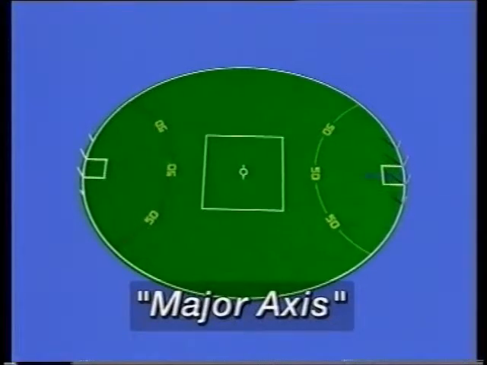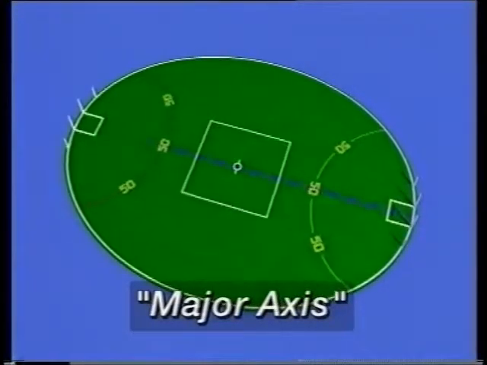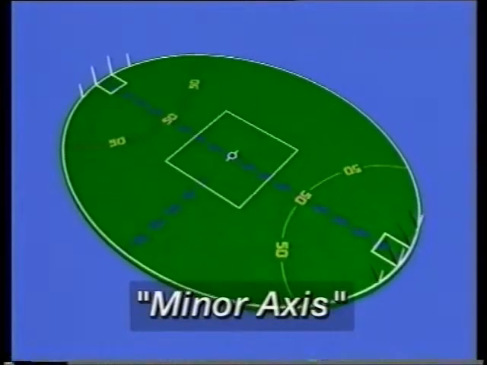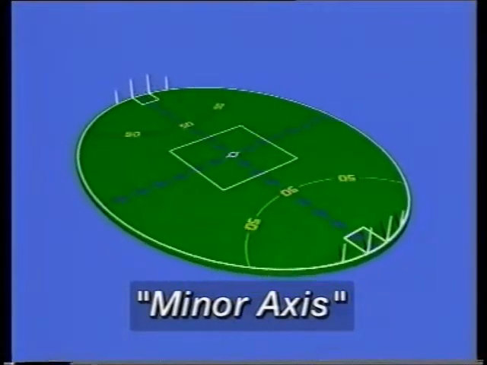But first, let's define the terms we'll be using. The major axis is an imaginary line extending between the centre of the two goals, passing through the centre of the ground. The minor axis is an imaginary line between the two wings, passing through the centre of the ground at right angles to the major axis.